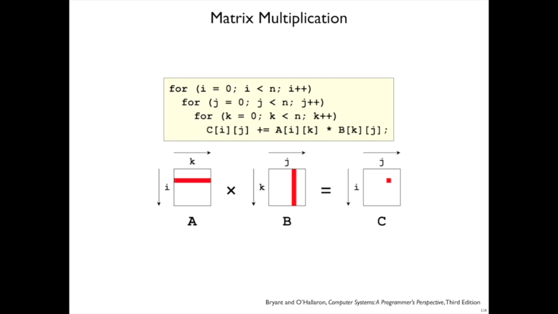Now that we know the right way to traverse a single array when we're traversing it a single time, let's consider a more complicated case where we have multiple arrays and where we need to walk over them multiple times and in different ways. Matrix multiplication.